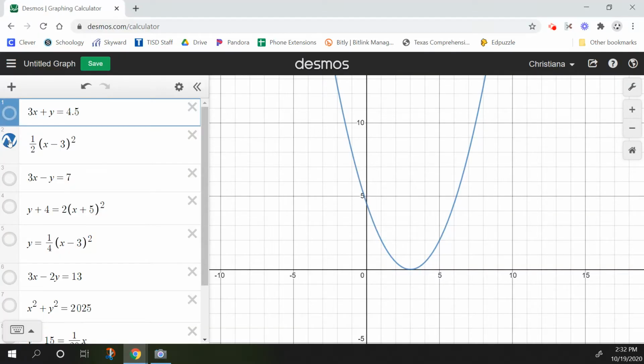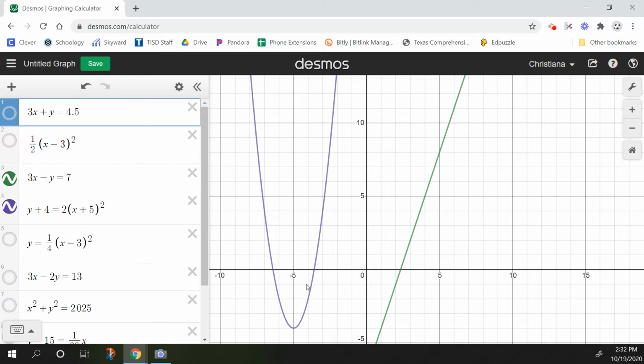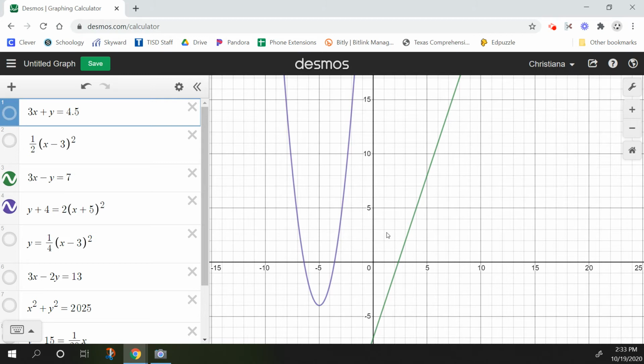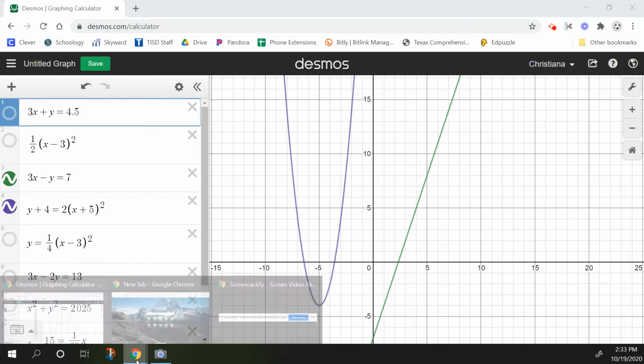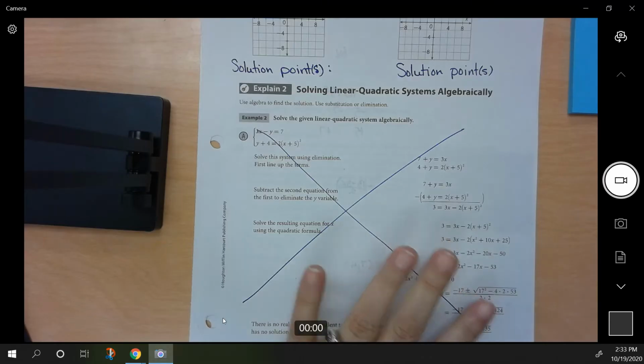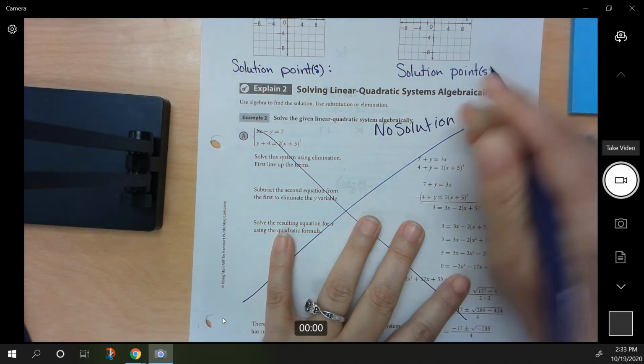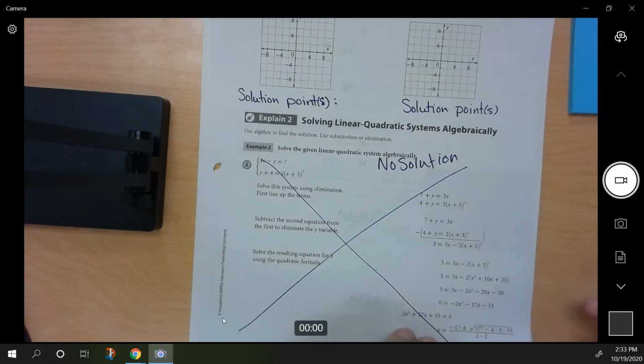So I'm going to take off what I already showed, and this is problem 2. So you have your line, 3x minus y equals 7, and you have your quadratic, and notice they do not cross at all. So for this example, by using algebra or a graph, we can say that there is no solution, because there is no place at which those two will cross. Again, do not do this algebraically.